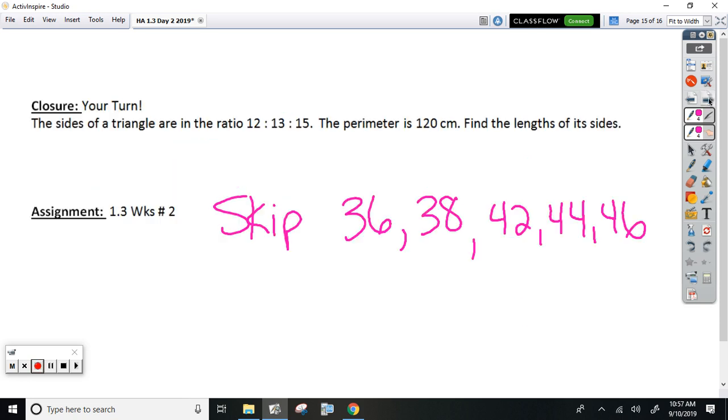On the homework, make sure you skip 36, 38, 42, 44, and 46, as those are repeats. Do not skip number 40. So do number 40.